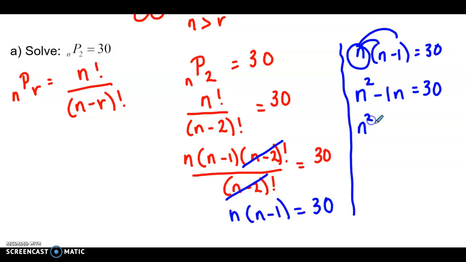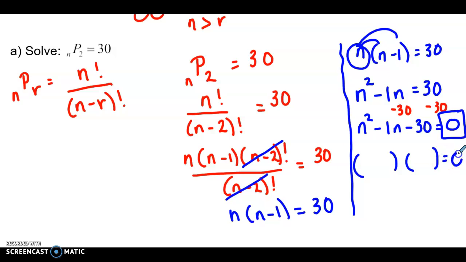To solve a quadratic equation, we are going to bring everything to one side of the equation. So I'm going to subtract 30 on both sides, and we end up with n squared minus n minus 30 equals 0. So that's the key point in solving quadratic equations, is to bring everything to one side, set it equal to 0. We now have a trinomial. We are going to factor that trinomial. So what two binomials will give me n squared minus n minus 30. So just reviewing, we need a sum of negative 1. So the number in front of the n is our sum. And the number at the end, the constant by itself, is the product.